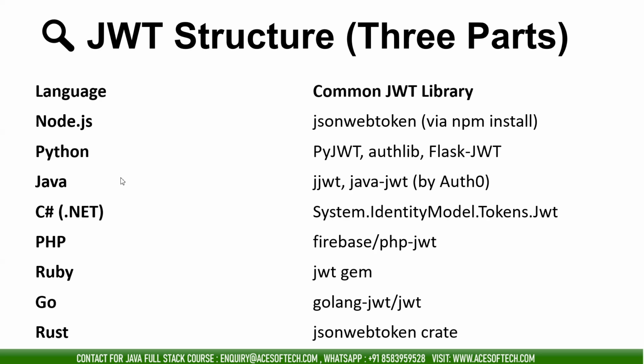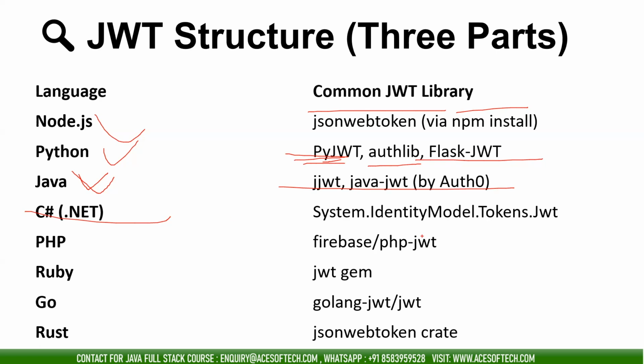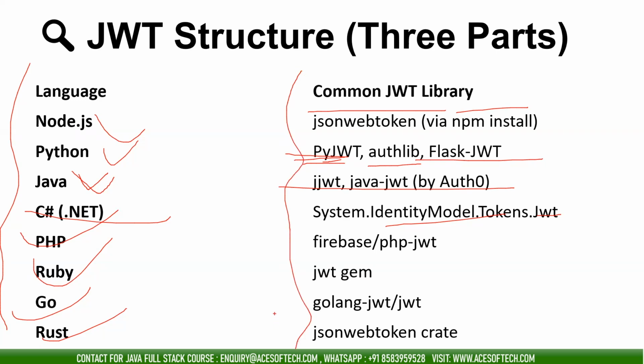It is used in backend languages or technologies. For example, in Node.js, it can be used by running npm install. It can be used with Python also, where there are different packages: PyJWT, Authlib, Flask-JWT. Similarly, you can use it in Java, C# (.NET, IdentityModel Tokens), PHP, Ruby, Go, and Rust. All these are backend programming languages or technologies, and in these you can use the JWT token.